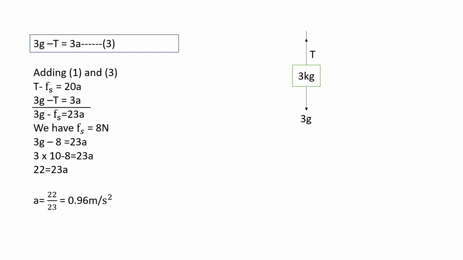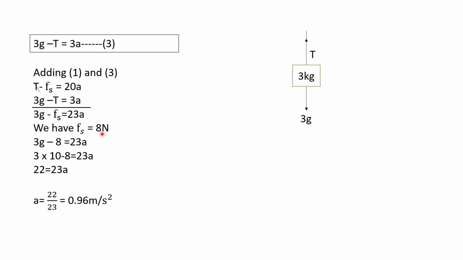Now let us add equation 1 and 3, that is equation for 20 kg and 3 kg. From equation 1, T minus Fk is equal to 20a. From equation 3, 3g minus T is equal to 3a. On adding, we can cancel T and minus T. We have 3g minus Fk is equal to 20a plus 3a, that is 23a.